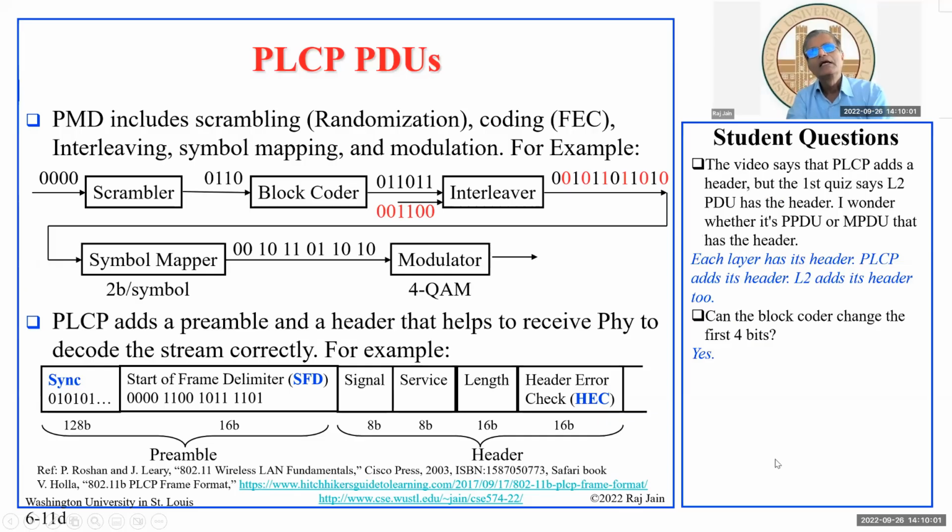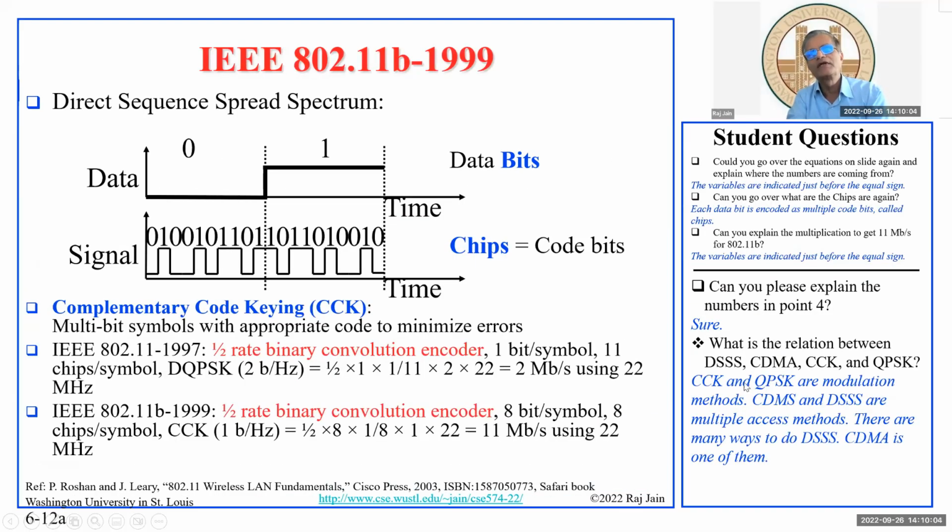Okay. Next, what is the relationship between DSS, CDMA, CCK, and QPSK? Some of these are modulations. QPSK is a modulation, CCK is a modulation, and these are access methods. CDMA is an access method. The same confusion would be in OFDMA and OFDM. How do you access, right? And DSS is also basically a spectrum access method.